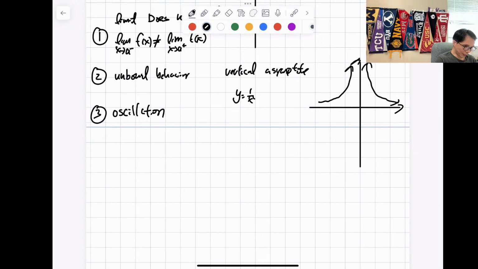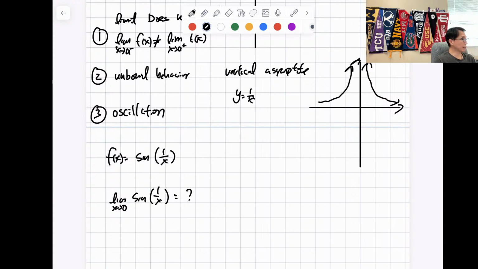Well, for example, if I have f of x is equal to sine of 1 over x. You guys have seen sine of x, but you've never seen sine of 1 over x. Especially what happens when the limit as x approaches 0 of sine of 1 over x. That becomes a question mark. We don't know.